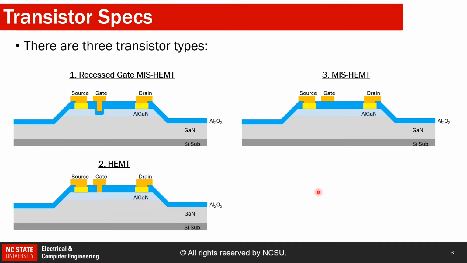The devices that we have available to us here consist of 3 different transistor types. The first type is the recessed gate misHEMT. The second type is the regular HEMT, and the third type is the non-recessed gate misHEMT. The recessed gate misHEMT is one type of gate architecture that can be used to achieve normally off behavior or E-mode behavior necessary for power applications. This device down here, the traditional HEMT, that does not use a recess or an insulator at the gate, relies on a Schottky contact at the gate and is a normally on device.